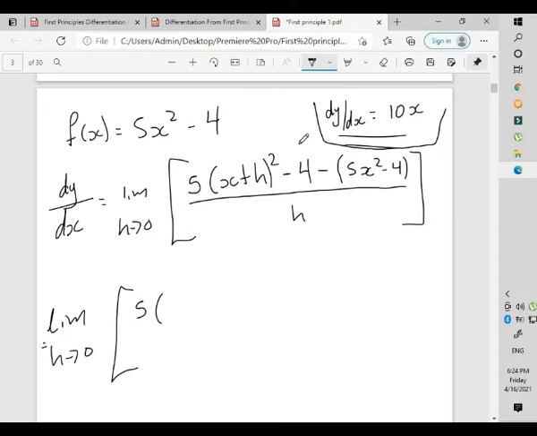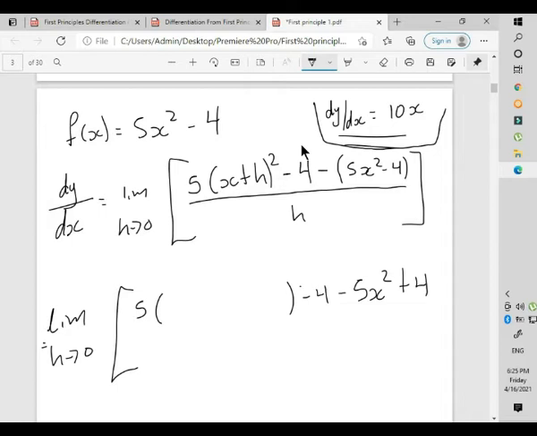I'm just going to open this bracket out here. Minus 4 minus 5x squared plus 4. So you see why you have to pay attention to this, because this minus 4 is going to be cancelled by this positive 4. Now, this here is something that you're almost always going to encounter when it comes to first principles. The power is always going to be greater than 1 for x.